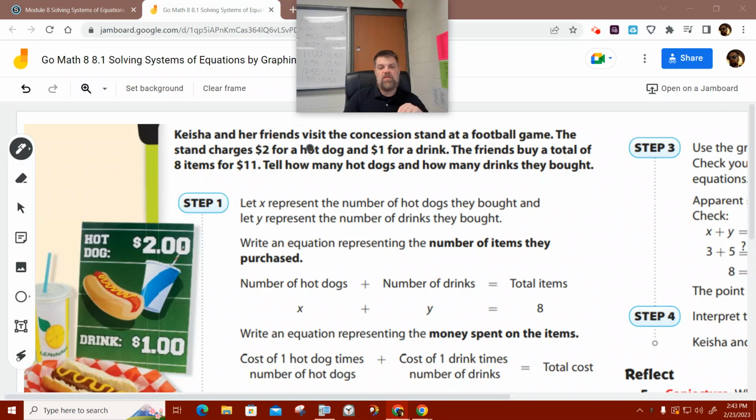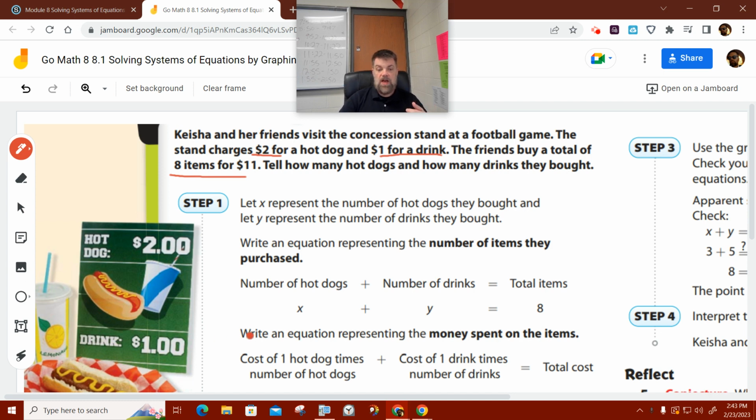All right, so Keisha and her friends visit the concession stand at a football game, and the stand charges $2 for a hot dog and $1 for a drink. A friend buys a total of 8 items for $11. Okay, this requires a system of equations. How many unknowns do we have?